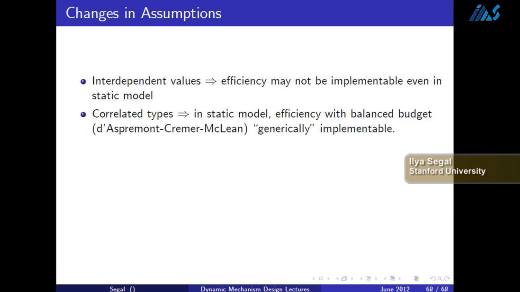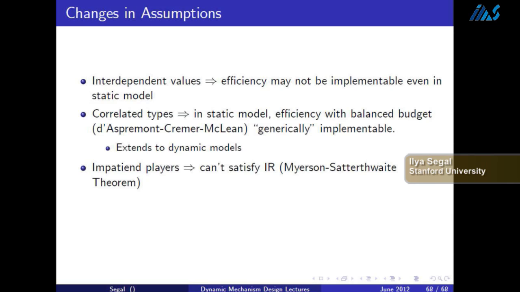So this paper by Depremont, Kremer, McLean, in the static model they say that also generically you can implement efficiency with budget balance, and it extends clearly to the dynamic model. I think there's a paper by Obara that does it. I'm not sure. I couldn't find the exact paper, but I'm pretty sure that he managed to prove it.